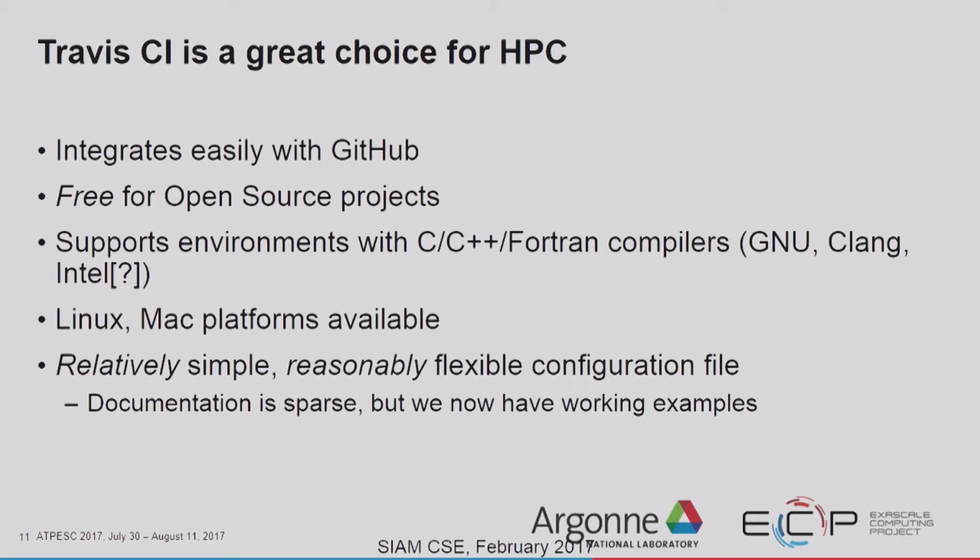Travis CI is a good choice for high-performance computing because it integrates really easily with GitHub. I don't think it integrates as easily with GitLab, but GitLab has its own internal thing. Travis CI is free for open source projects, which immediately makes it really attractive. It supports environments with C, C++, and Fortran compilers, including GNU, Clang, and maybe Intel. I'm not so sure about Intel. It has Linux and Mac platforms available, and it features a relatively simple, reasonably flexible configuration file. The documentation used to be sparse, but they now have working examples.